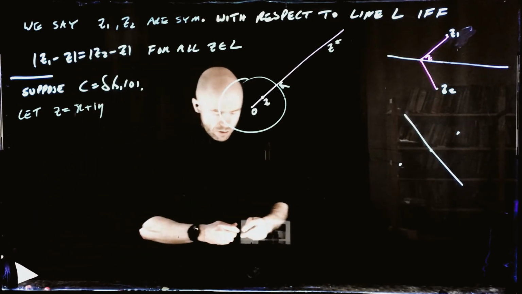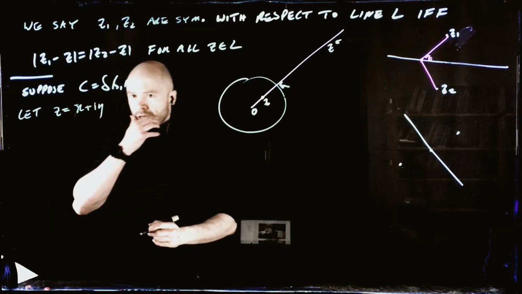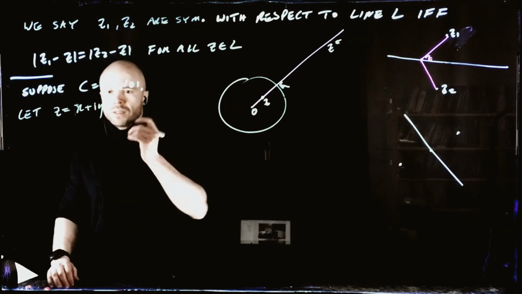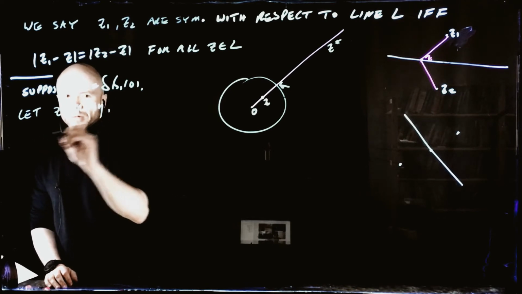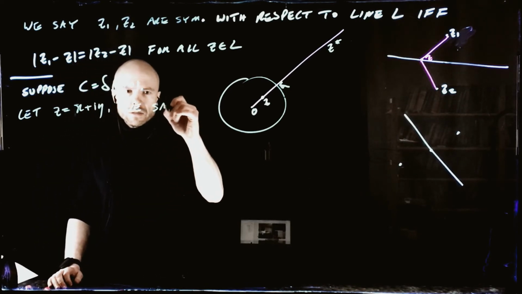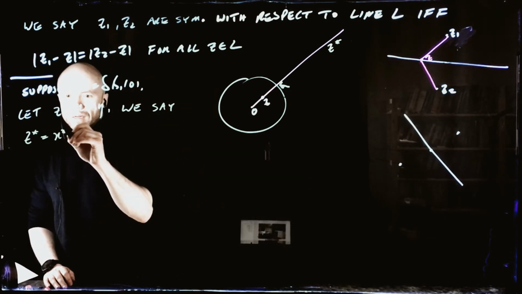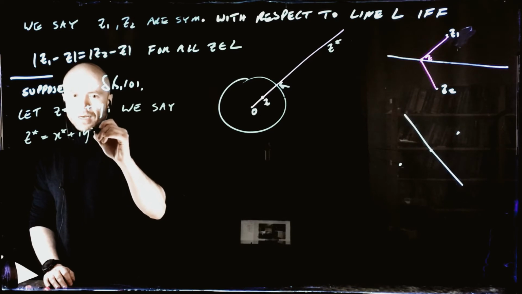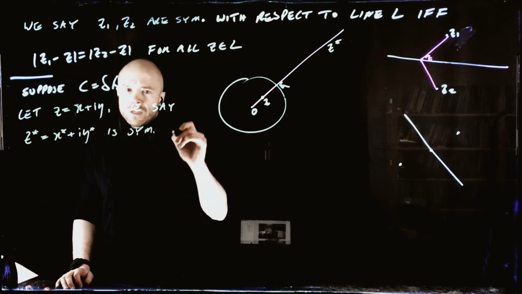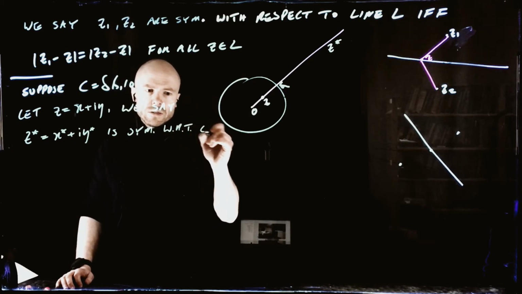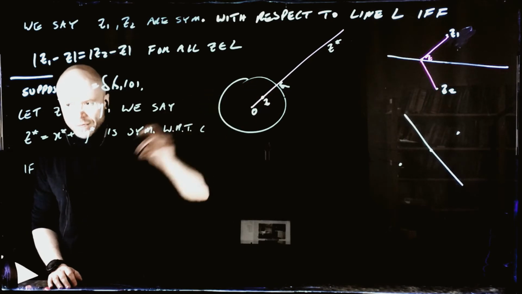Right? And I'm going to work in coordinates and I'm going to turn it into complex notation afterwards. So just thinking in terms of coordinates, then let's do something like this. So we say Z star, which is x star plus y star, is symmetric with respect to C, if and only if. So let's generate something that does this.